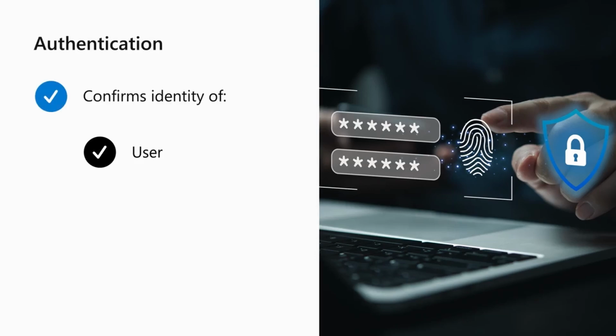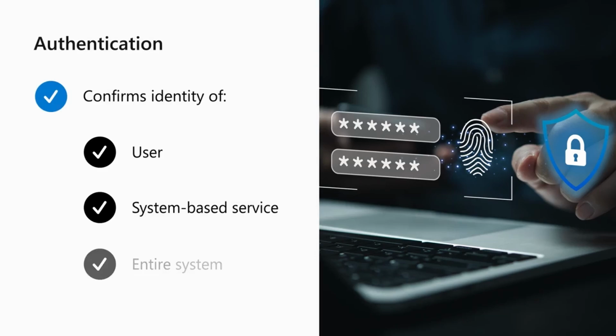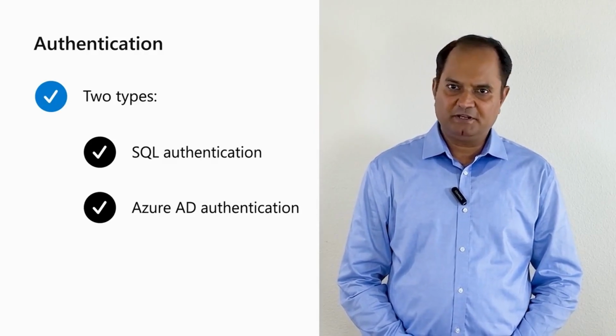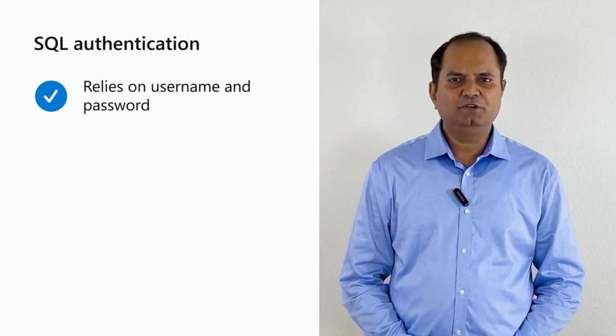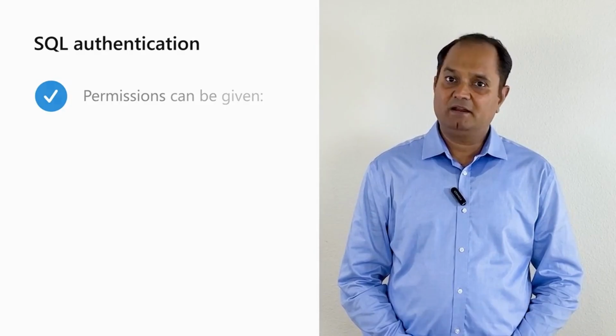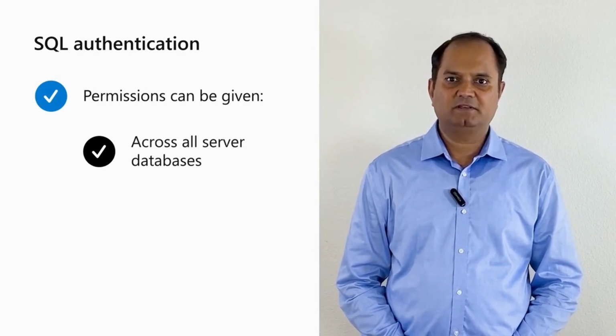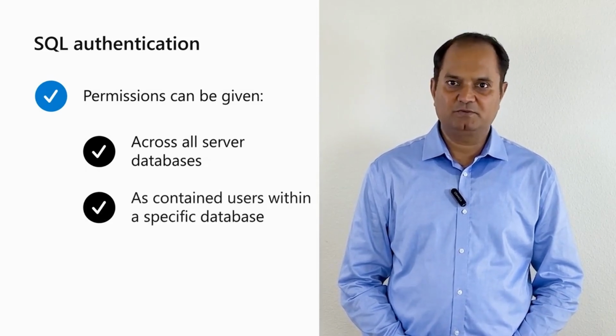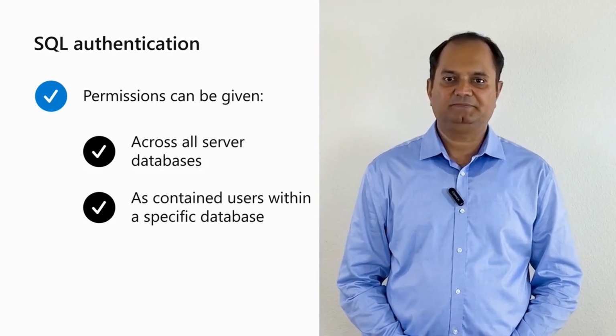Let's get started. Authentication confirms the identity of a user, system-based service, or even an entire system to ensure that whoever or whatever is claiming a particular identity is genuine. SQL authentication and Azure AD authentication are the two types of authentication supported by SQL Database. SQL authentication relies on the traditional username and password method. You can create user accounts within the main database and grant them permissions across all server databases, or you can create user accounts in a specific database called contained users with access to only that database.